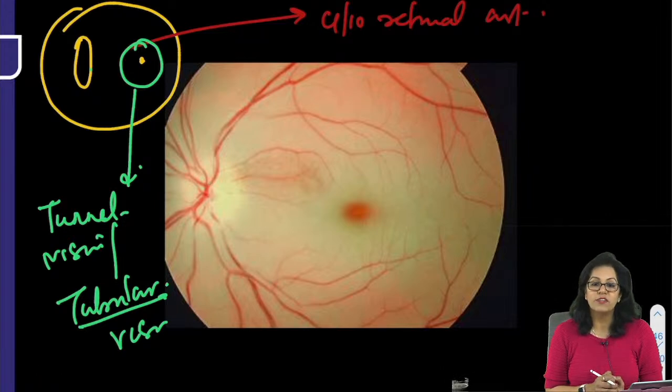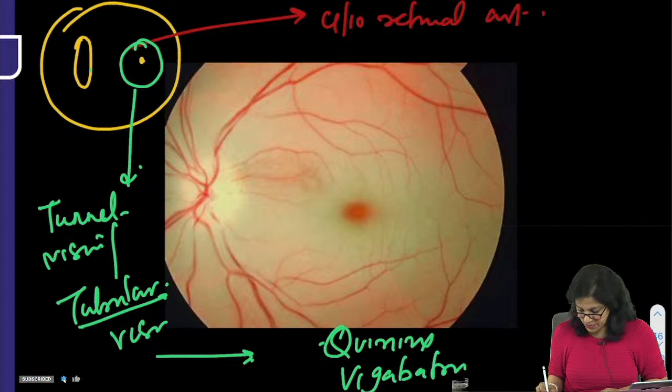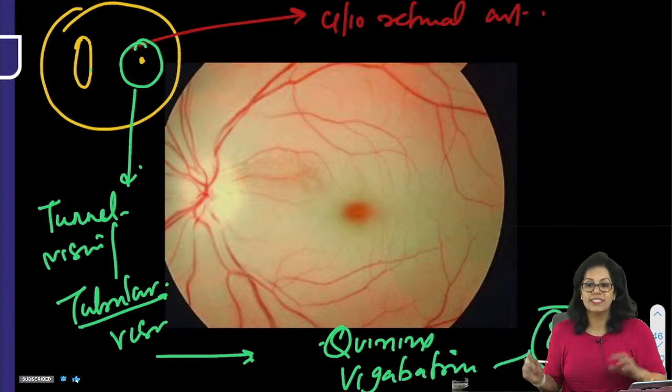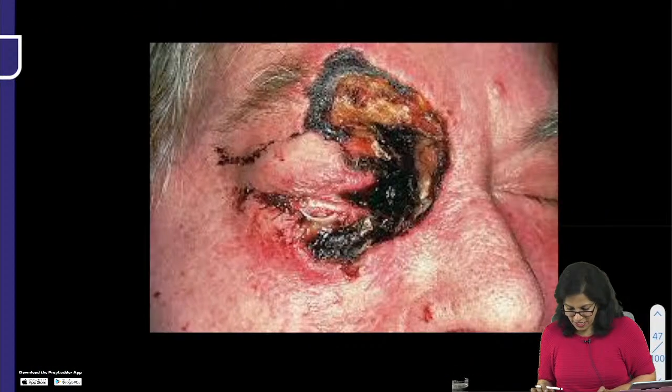I have another question for you all. What are the drugs which can cause tunnel vision? This has been asked in the exam. Please remember, one is quinine and second one you can say vigabatrin. Vigabatrin was your exam question. It can cause constriction of the visual field. Okay? Chalo, we can come to the next slide.